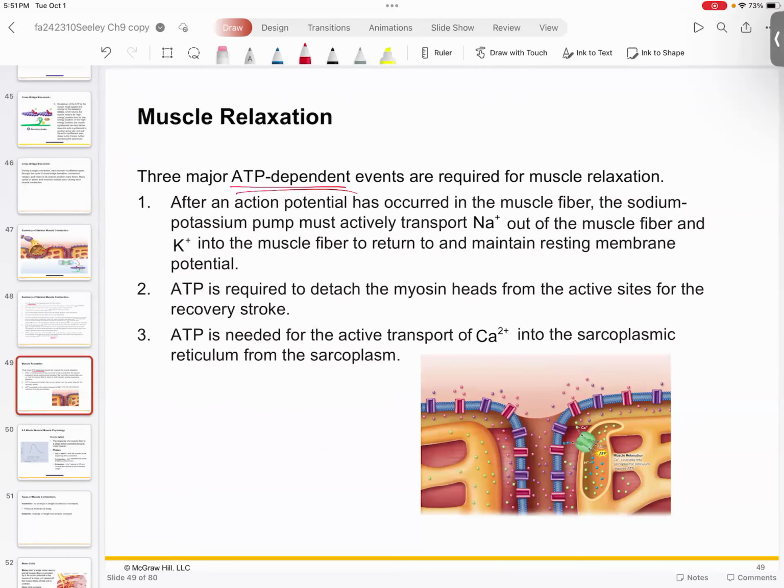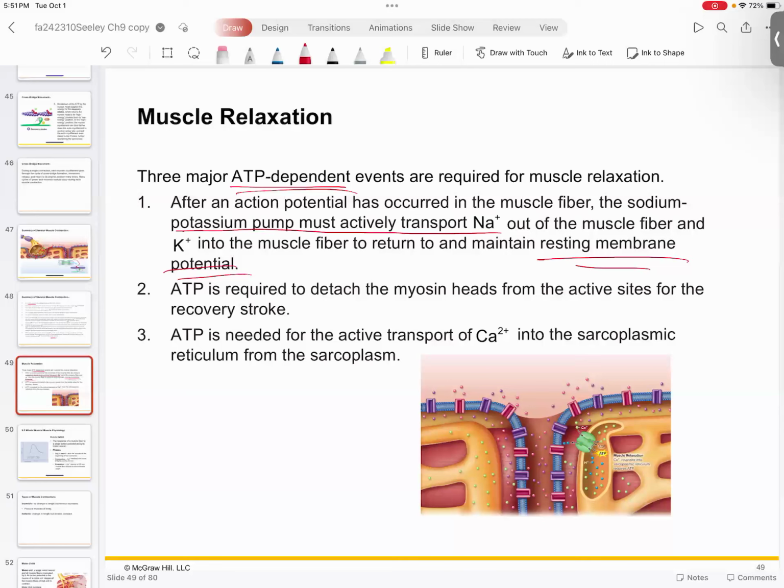So for muscle relaxation, the three things that you're going to need: typically the sodium potassium pump has got to be actively transporting sodium out of the fiber and potassium into the fiber. That's what it does for a living. And so this will basically restore your resting membrane potential. That's number one, right? You got to reset that system. You got to reset your resting membrane potential. That's the sodium potassium pump's job. That's what it does for a living. That requires ATP. It's an ATP driven process.